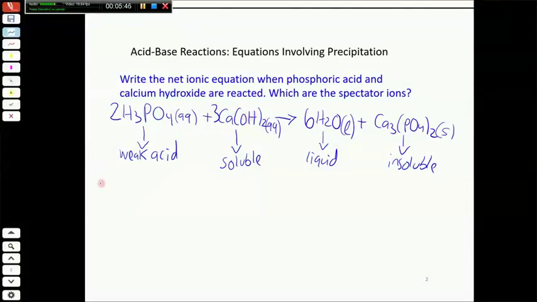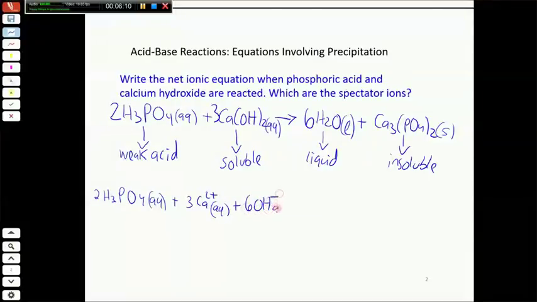Remember, weak acids, we don't split them up into ions because only a very small portion of those actually dissociates. So we're going to write H3PO4 just like we had it. We'll split up the calcium hydroxide into 3 calcium 2 plus, and then we have 6 OH minuses, because we have a coefficient of 3, and then there's 2 hydroxides per calcium hydroxide, so we get 6 OH minuses. So that one gets separated, but then on the product side, we're not going to separate anything because, as we said, water is a covalent compound, a liquid. And then anything that's insoluble, we also don't want to split up into ions, so we just write it like this.